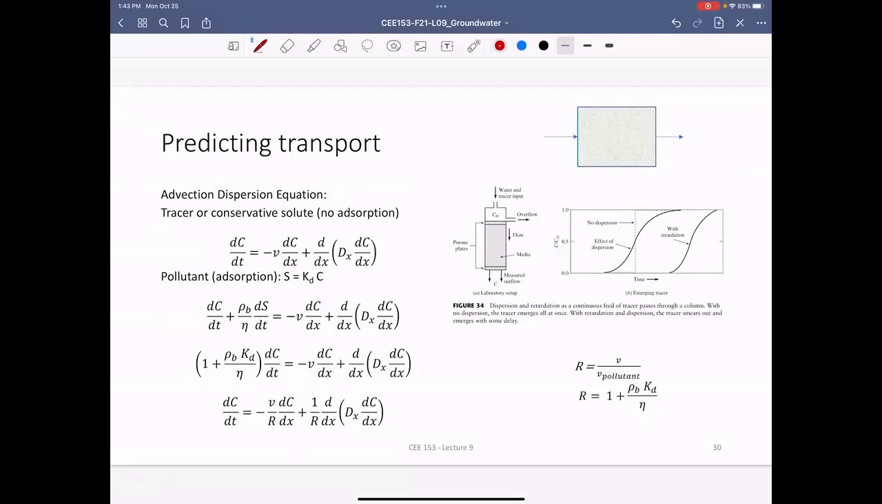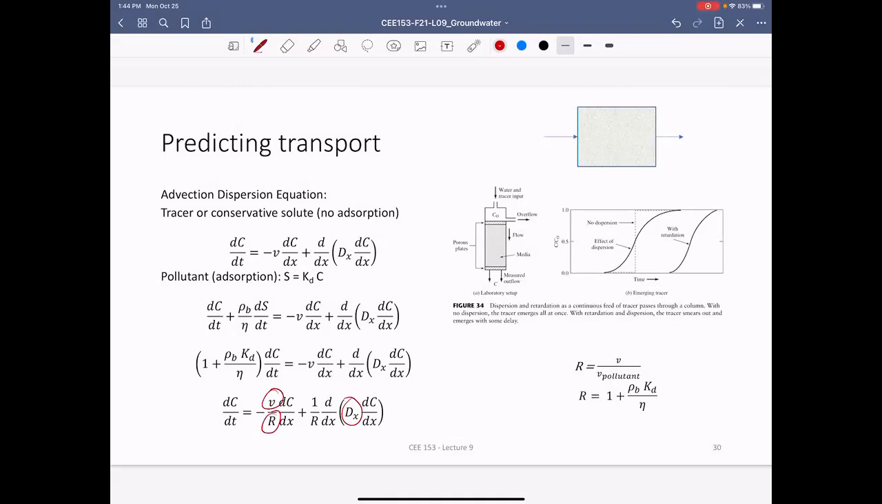We are not going to derive it, all that stuff. But all I want to say is you can predict the concentration changes at any location if you know how much pollutant is moved because of advection, which is the velocity of groundwater, which is this, and how much pollutant is dispersed because of diffusion, which is here, and how much pollutant is adsorbed because of adsorption, and that's related to retardation.